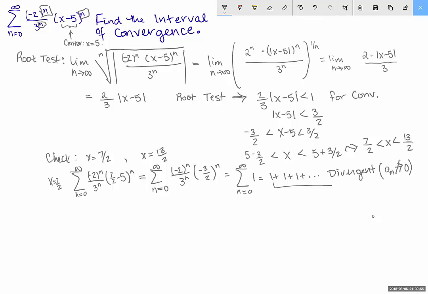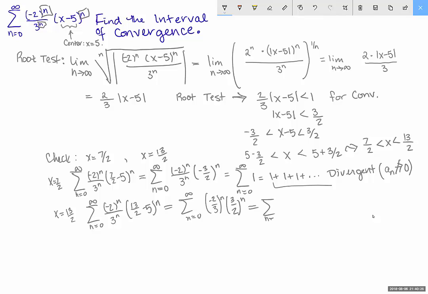So we know we don't have absolute convergence there. At the other bound, let's try x equals 13 halves. That one, we're going to have negative 2 to the n over 3 to the n times 13 halves minus 5 to the n. But now this is the one with the positive 3 halves, so it's negative 2/3 to the n times positive 3 halves to the n. And that means that we're actually talking about negative 1 to the nth power.